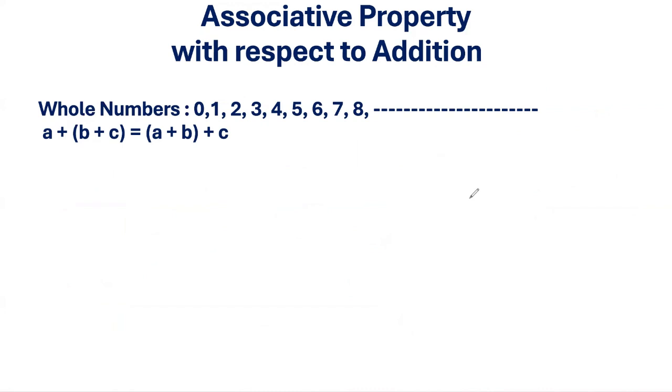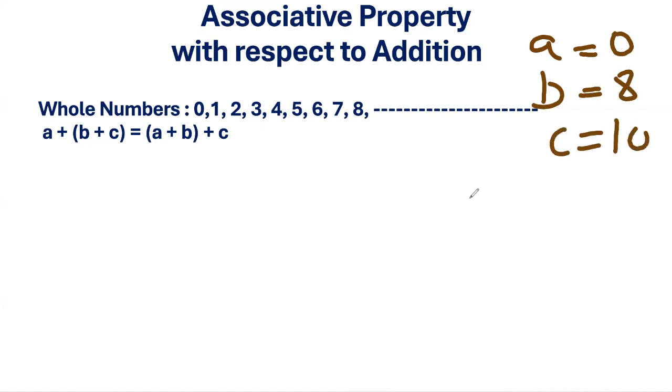Now we will take any other example. Let A be equal to 0. 0 is also a whole number. You can take 0. B is equal to 8, and C is equal to 10. Negative numbers are not included in whole numbers. Only positive numbers and 0.